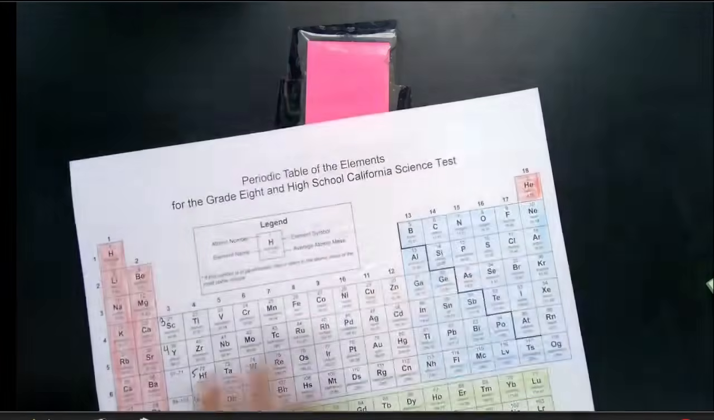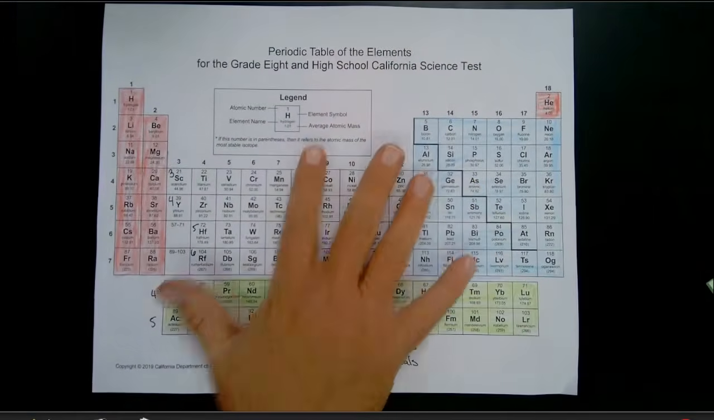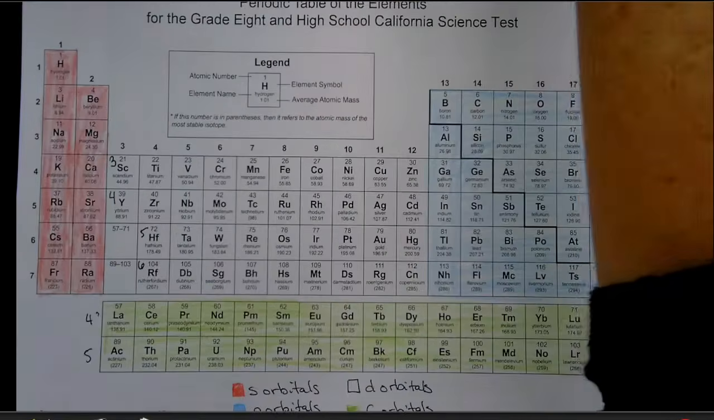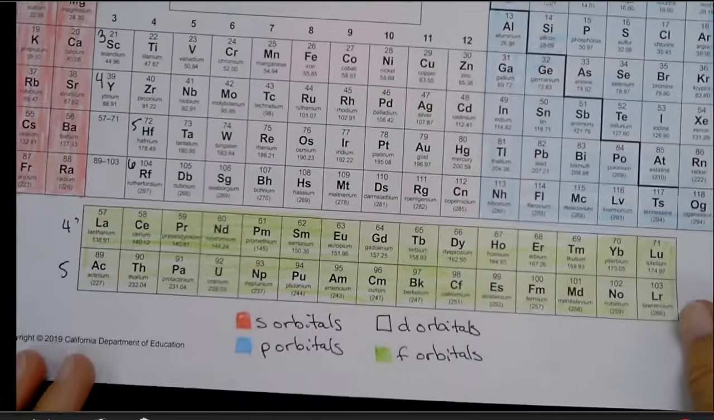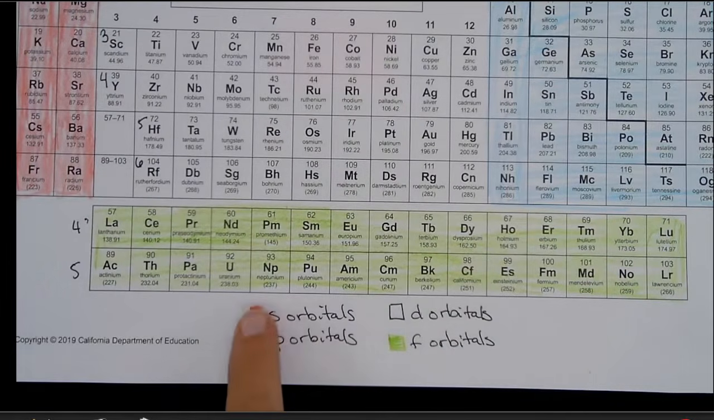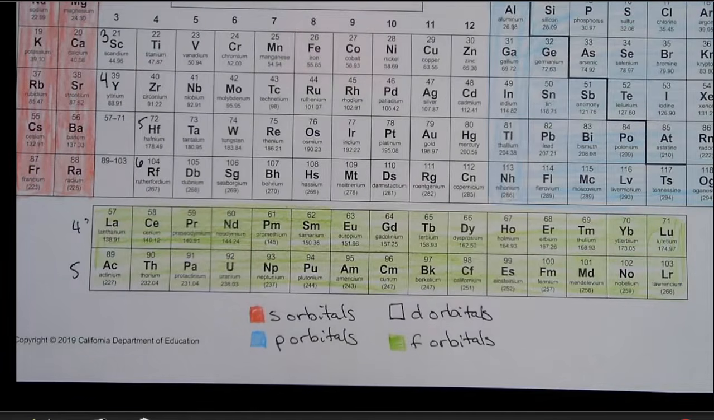Okay, so here is our periodic table coloring. You should have your periodic table inside your notebook. The first thing I want you to do is make your legend. You're going to need a red, a blue, and a green color, okay? On the bottom, I want you to put that the S orbitals were in color red, the P orbitals were in color blue, D orbitals are blank, and the F orbitals are green, okay?